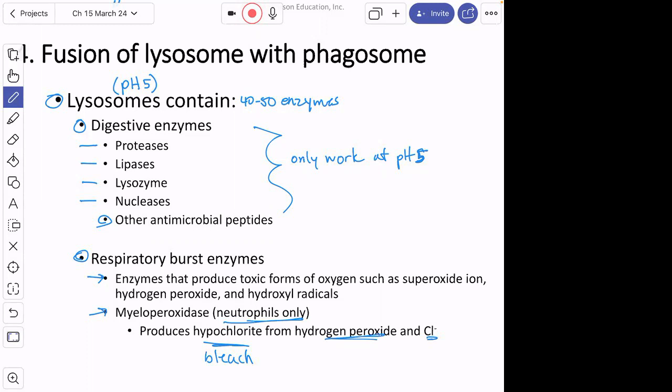So how effective? 99% of the time, whatever pathogen it is is going to be killed by the cocktail of enzymes that are within the lysosome. Now, some pathogens have evolved ways around that. We talked about virulence factors, but most of the time that's going to be pretty effective.